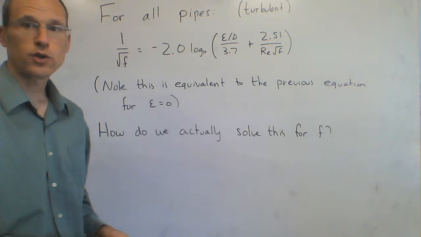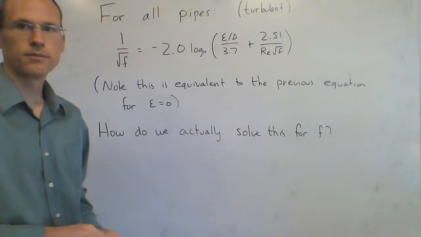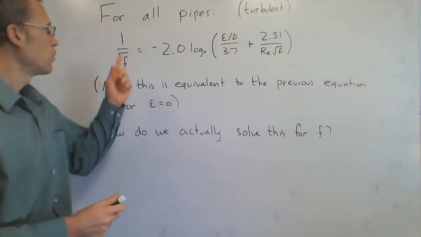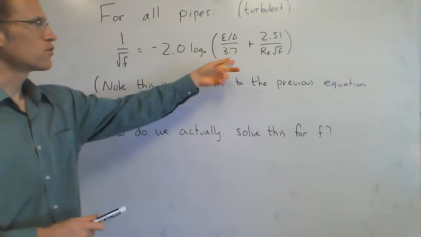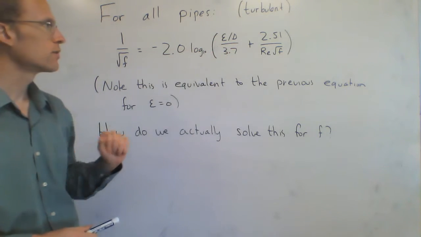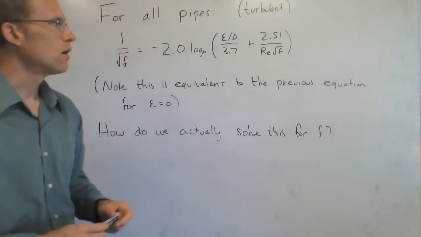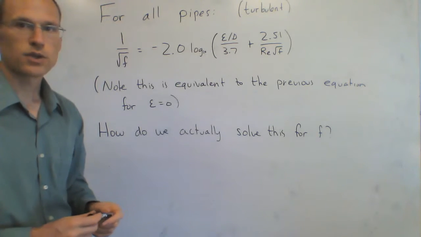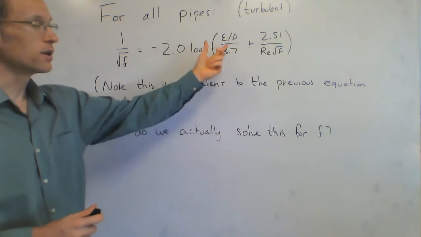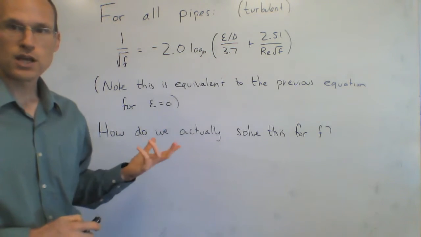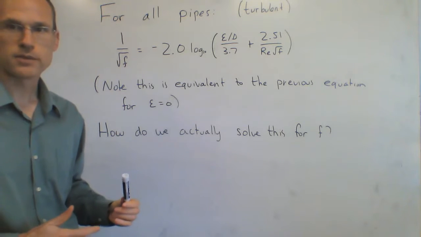So this leads to a new equation for our parameter F. 1 over the square root of F is negative 2.0 log base 10 of epsilon over d over 3.7, that's our new parameter, plus 2.51 over Reynolds number times the square root of F. So it looks kind of similar, and actually if epsilon equals 0, plug that into this formula, we get the same formula we had before. So this works no matter what, whether the pipe's smooth or not.